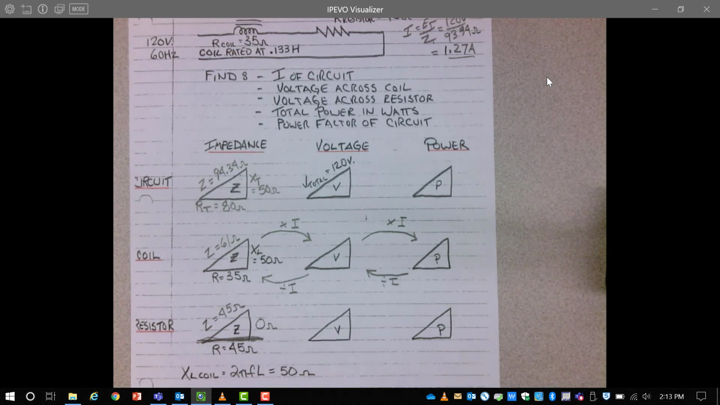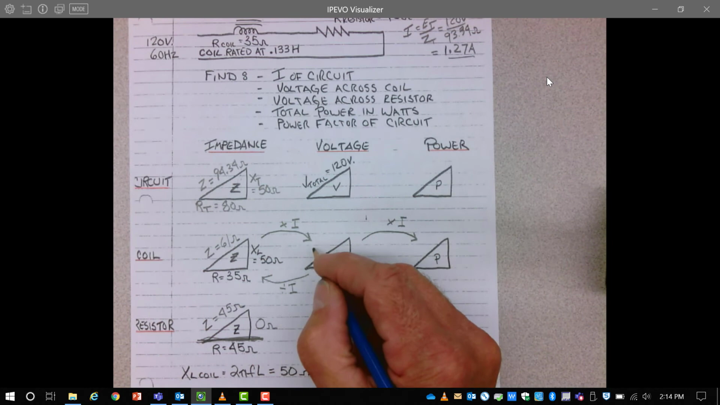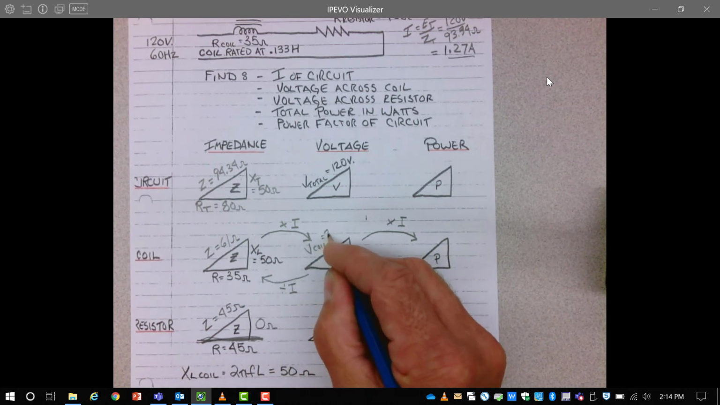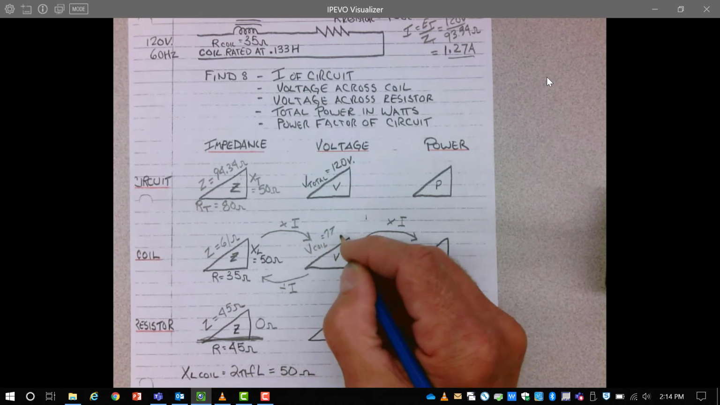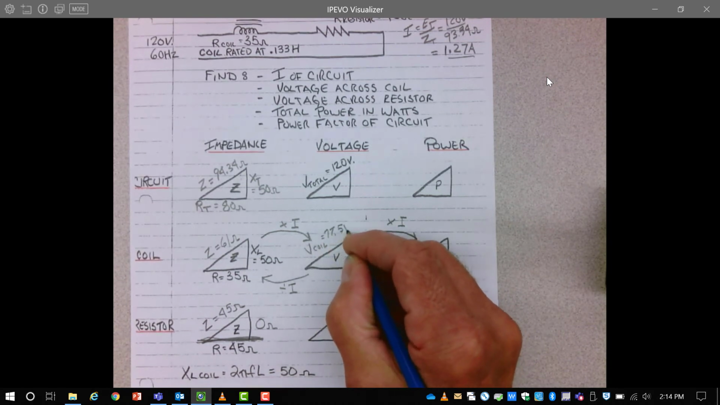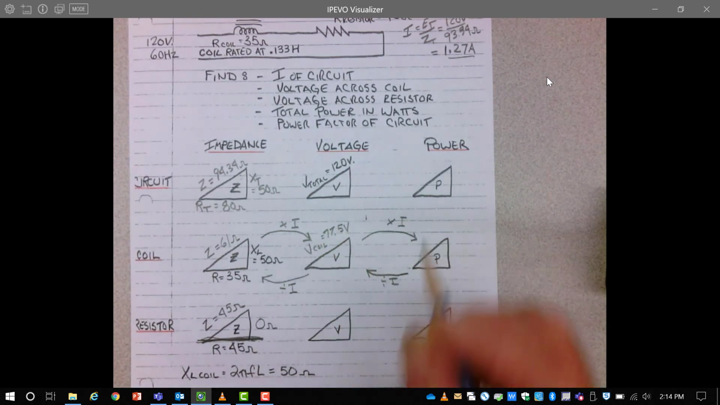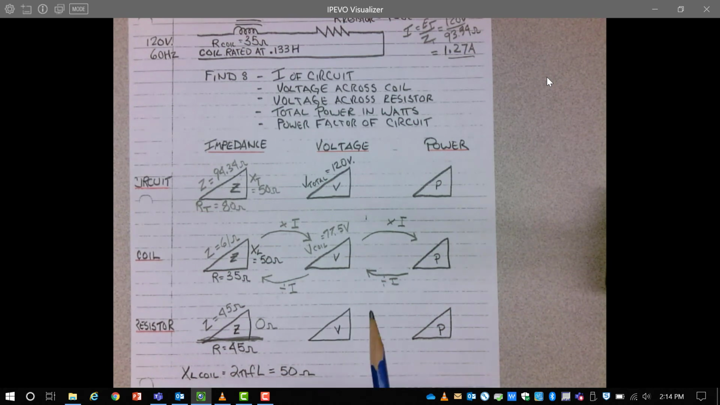Okay, then to figure out the voltage drop across the coil, the impedance of the coil times the current, 61 times 1.27, will give me a voltage drop across the coil of 77.5 volts. So the voltage drop across the coil, 77.5 volts.